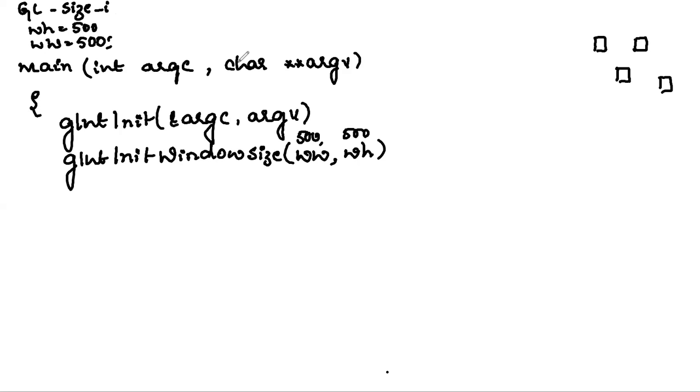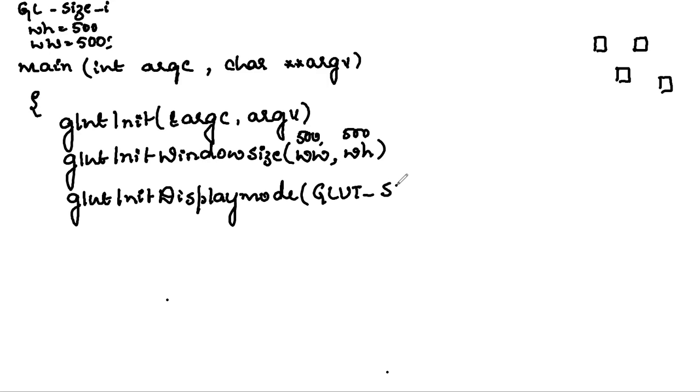Now let us set the display mode. So we'll say glutInitDisplayMode. This will take the arguments GLUT_SINGLE, and then also GLUT_RGB, which is indicating that we are making use of a single buffer and the RGB, that is the color buffer.